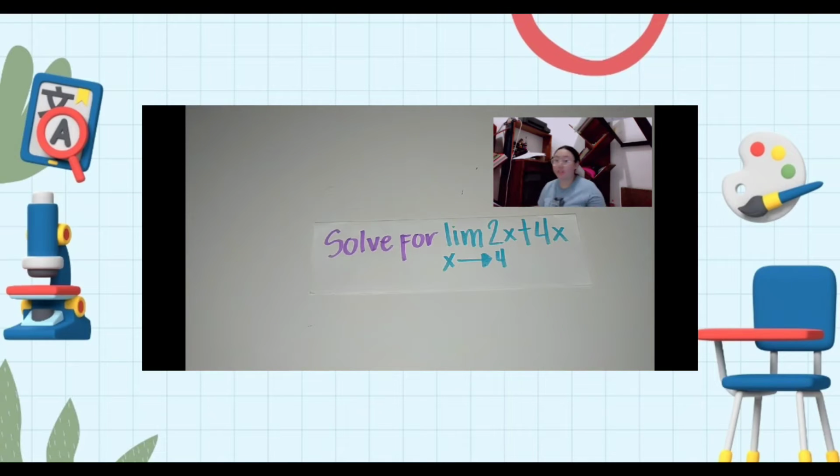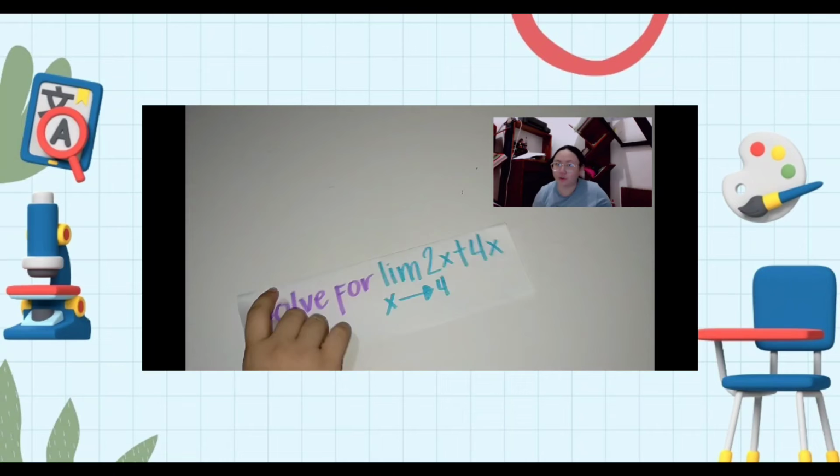So, our problem for this topic is all about solving for the limit of 2x plus 4x when x approaches 4. So, paano nga ba natin malalaman yung answer natin through graphs? So, ang ginamit nating problem is a linear function.